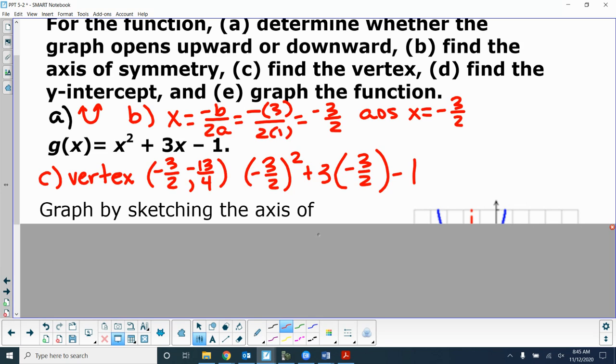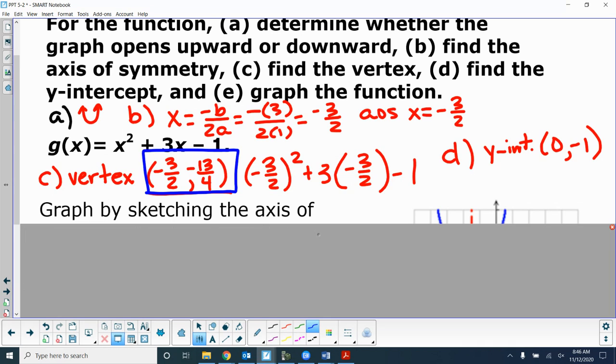Okay. Part D was the y-intercept. The x value is always 0, and we can just look at it in, this is called standard form, right? Yeah. It's what? Negative 1. So to do my graph, I've got 2 points. The vertex and the y-intercept and the axis of symmetry.